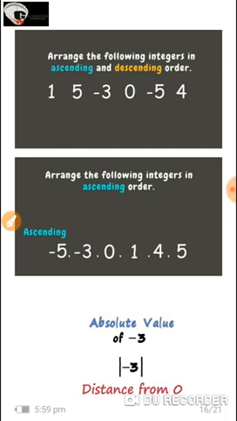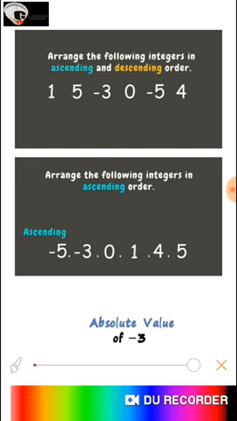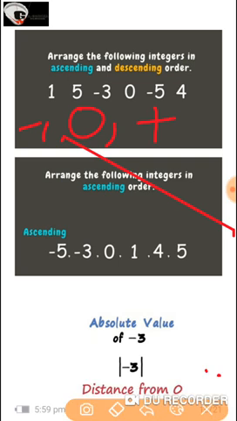Now if we are going to arrange the numbers or integers in ascending order and descending order, you have to take this into consideration: negative numbers are the smaller numbers. After that, we have 0. And after that, there are positive numbers. That is, negative numbers are the smallest numbers and the positive numbers are the greatest or largest numbers.